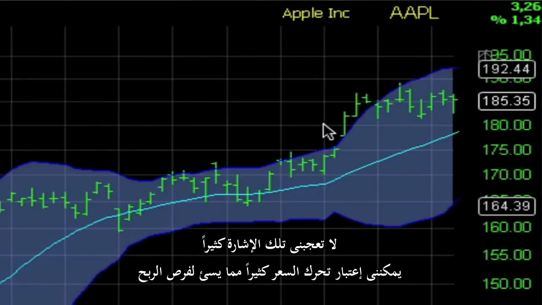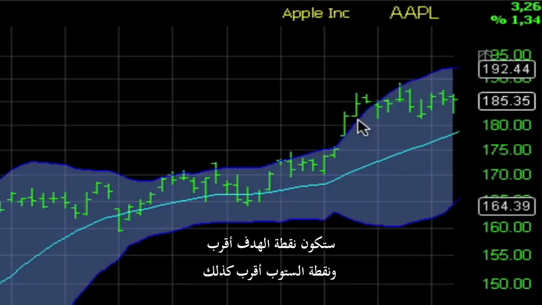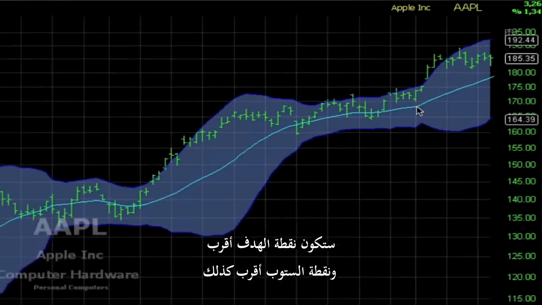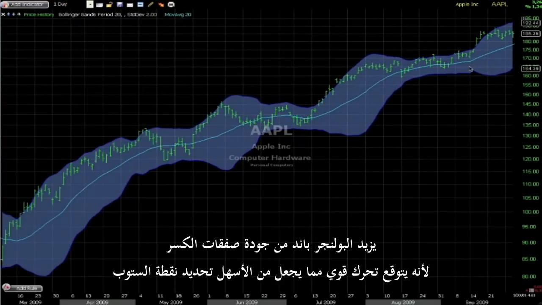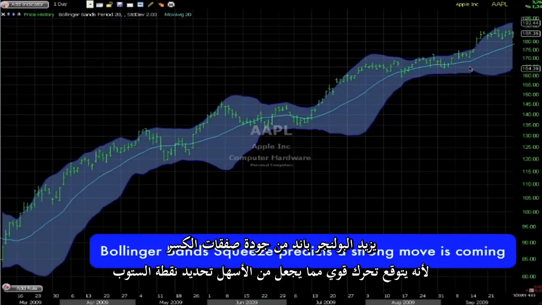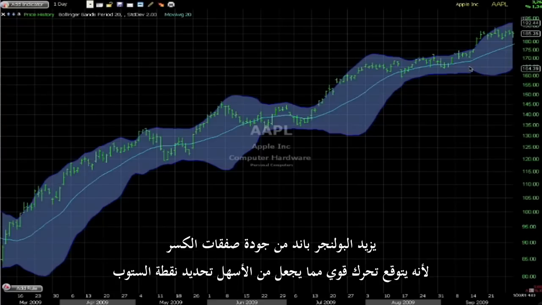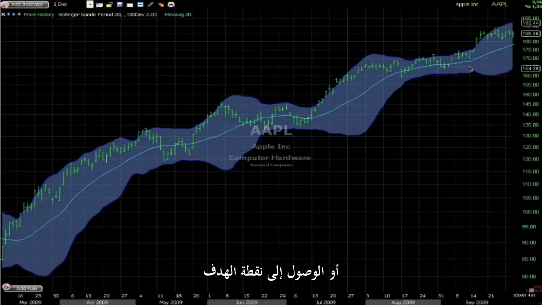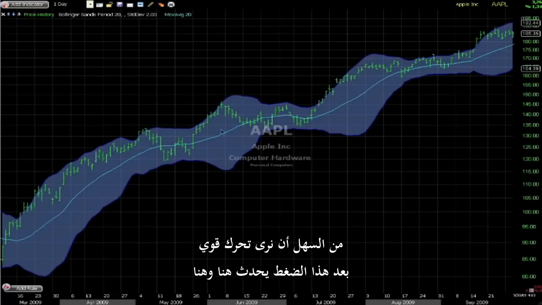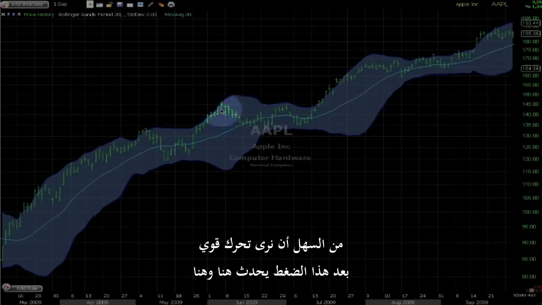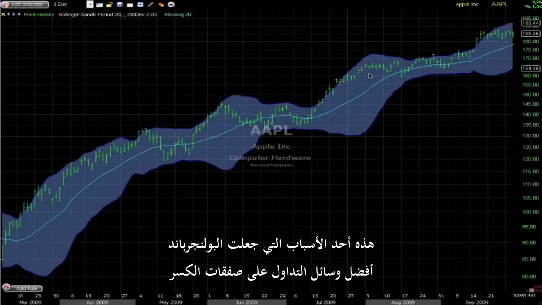I don't like this third setup that much. I consider the price already moved too much, giving me a bad risk to reward. My target will be smaller and my stops are bigger. The Bollinger Band squeeze increases the quality of your breakout trades because it predicts a strong move, making it easier for you to trail your stop and/or reach your target. It's easy to see the strong move after the squeeze happening here and here. This is one of the reasons why the Bollinger Band squeeze is my favorite breakout trade.